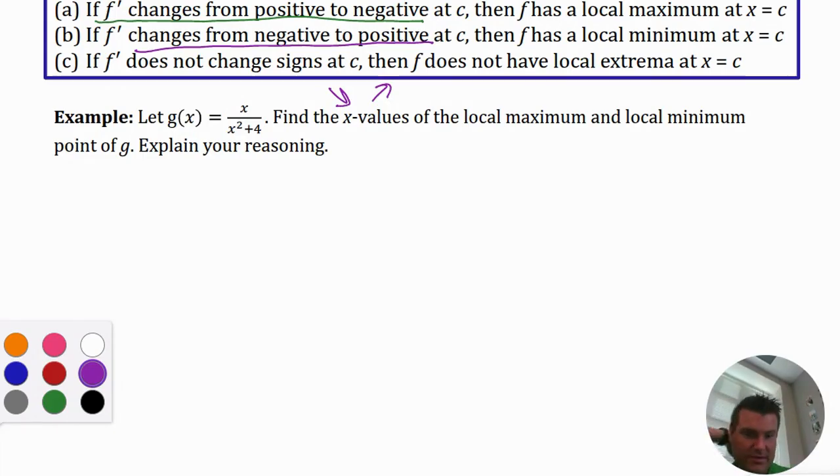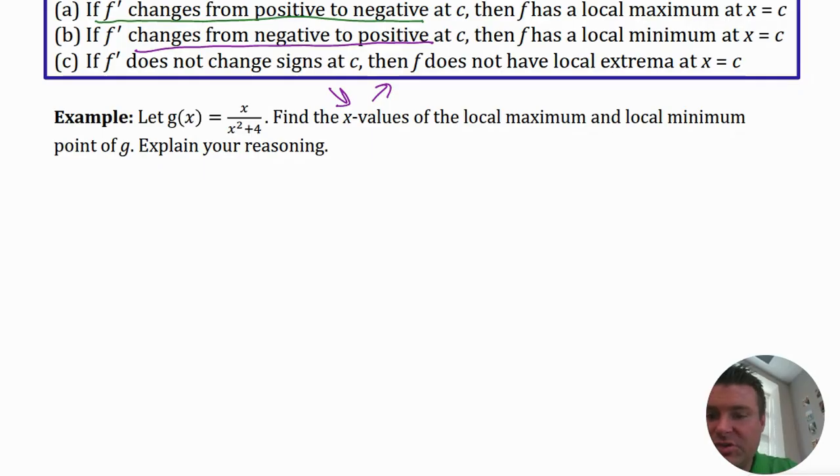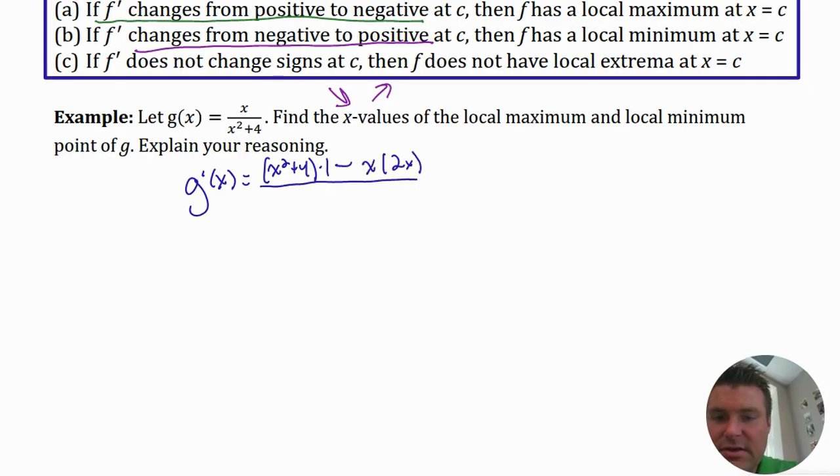So we have g of x. Find the x values of the local maximum and minimum points of g. We just actually care about the x values. So let's go ahead and find this derivative so we can find these critical values. I'll do some blue. So g prime of x, this is quotient rule. So low d high minus high d low. So low times the derivative of the top one, which is just 1, minus high times the derivative of the bottom one, which is going to be 2x, all over x squared plus 4, all squared.